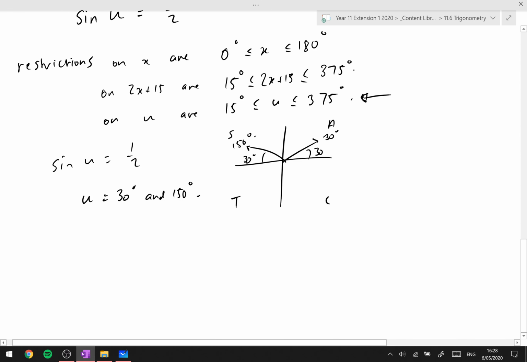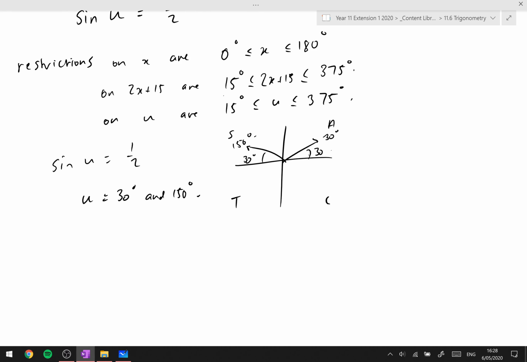So it's between 15 degrees and 375 degrees. That is, it starts from 15 degrees and it does a full lap back around until it gets to 375, which is 360 plus 15 degrees. So it's back where it started, but just 15 degrees pushed forward. Okay, so in this case, it doesn't matter because 30 degrees and 150 degrees are the only two values between 15 and 375 where sine of u is positive. So those ones, we're just going to leave as they are.